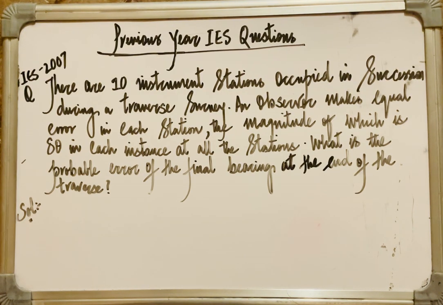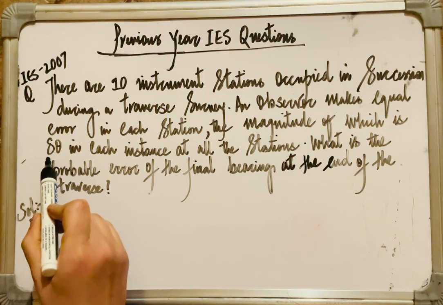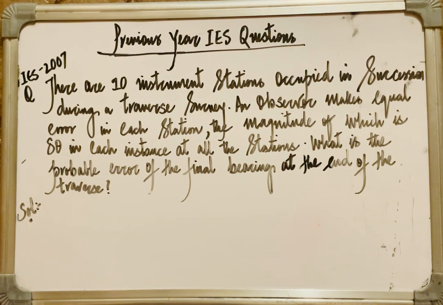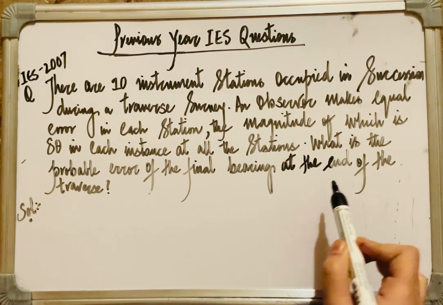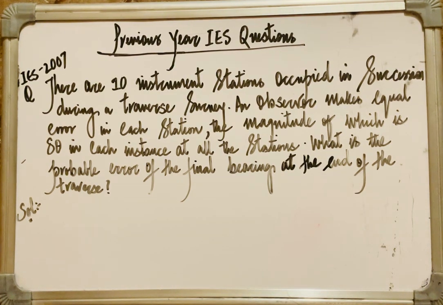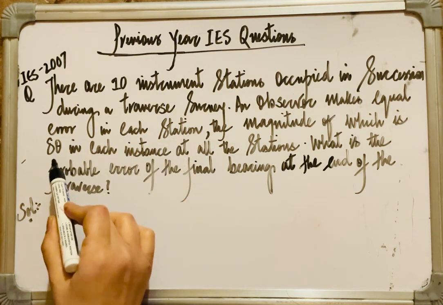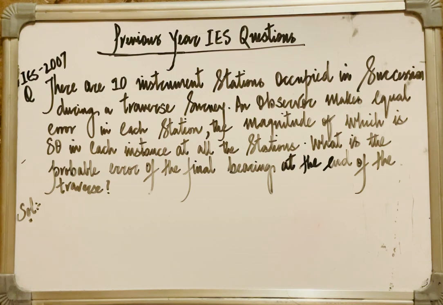in succession during a traverse survey. An observer makes equal error in each station, the magnitude of which is delta theta, in each instant at all the stations. What is the probable error of the final bearing at the end of the traverse? All right. So a traverse survey is being conducted and there are 10 instrument stations occupied in succession, and an observer makes equal error in each station, which is equal to delta theta. Now I have to calculate the probable error of the final bearing at the end of the traverse.